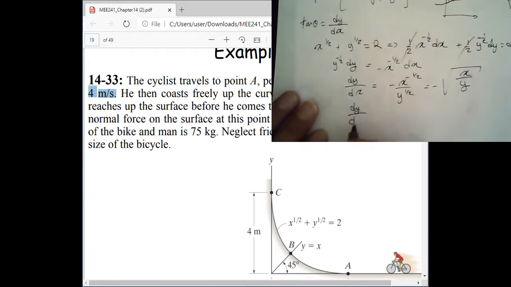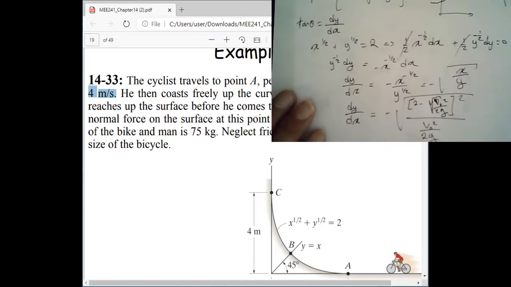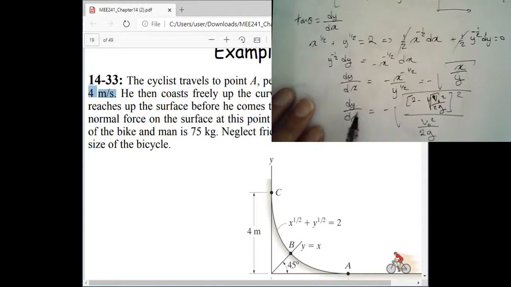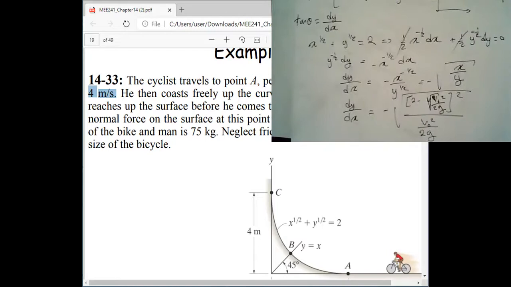So dy over dx is equal to minus the square root of y over the square root of x, which we have its value. What is the value for x? It is equal to 2 minus square root of v0 squared over 2g, squared, and y is v0 squared over 2g. Once we do this, we can actually plug that in, and then we can find the individual values that we actually have going on here.